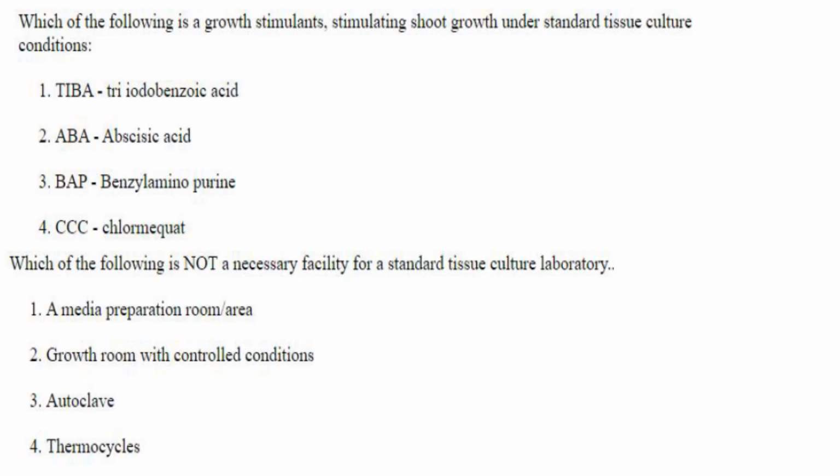Coming to the first question, which of the following is a growth stimulant stimulating shoot growth under standard tissue culture conditions? So it is benzyl aminopurine, a cytokinin, whereas TIBA is an auxin, and abscisic acid is not a cytokinin, so BAP is the answer.